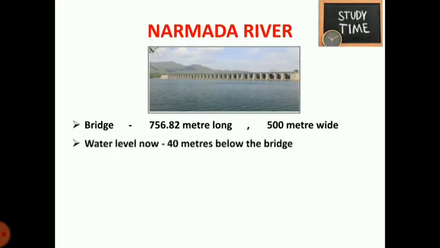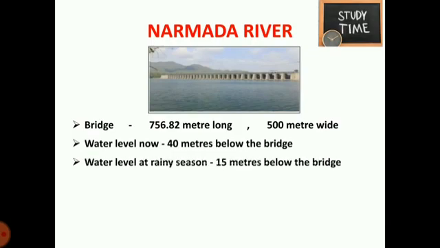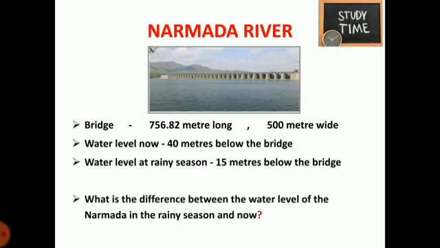So the bridge is 756.82 meters long and 500 meters wide. The water level now is 400 meters below the bridge. The water level in the rainy season is 15 meters below the bridge. So what is the difference between the water level of the Narmada in the rainy season and now? You just have to subtract 40 and 15. You will be getting 25 meters.